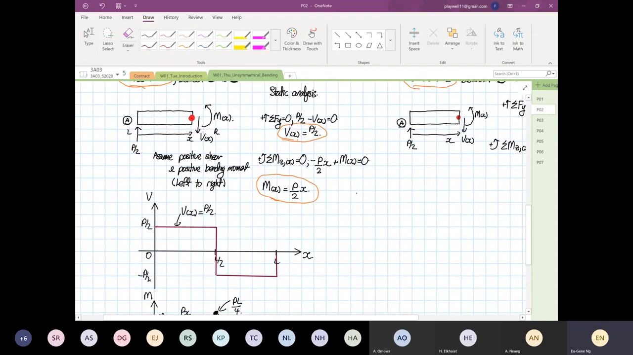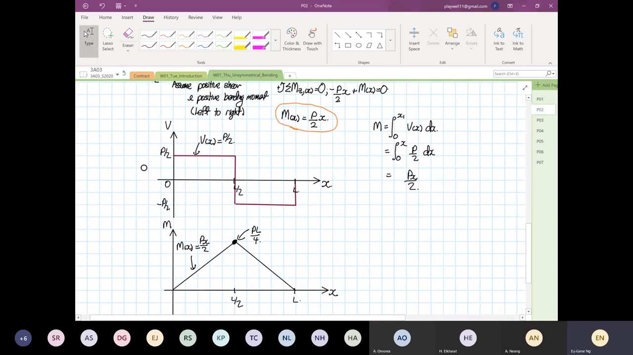When you integrate your shear force, so what you're telling me, Eugene, is that the moment is equal to, when you integrate, your limits 0 to x, and you have V as a function of x dx. When you integrate this, 0 to x, P over 2 dx, this is equal to Px over 2. I'm not saying you're wrong. You're absolutely right. Okay, but look at this diagram. Tell me, what trend can you see?